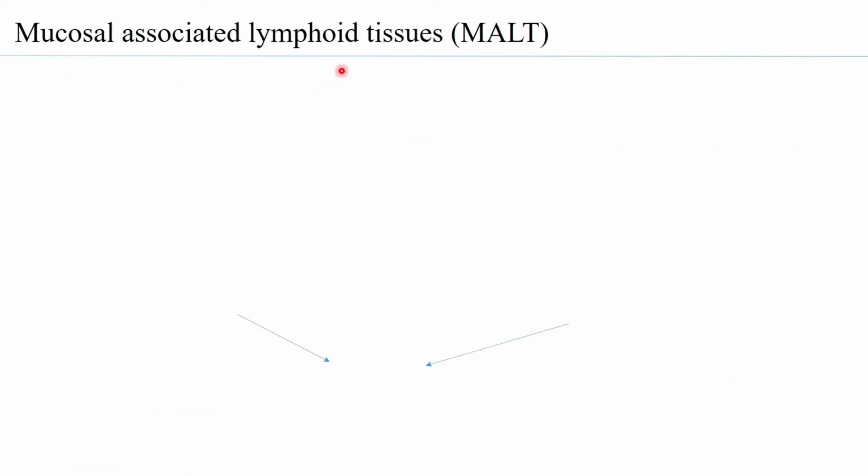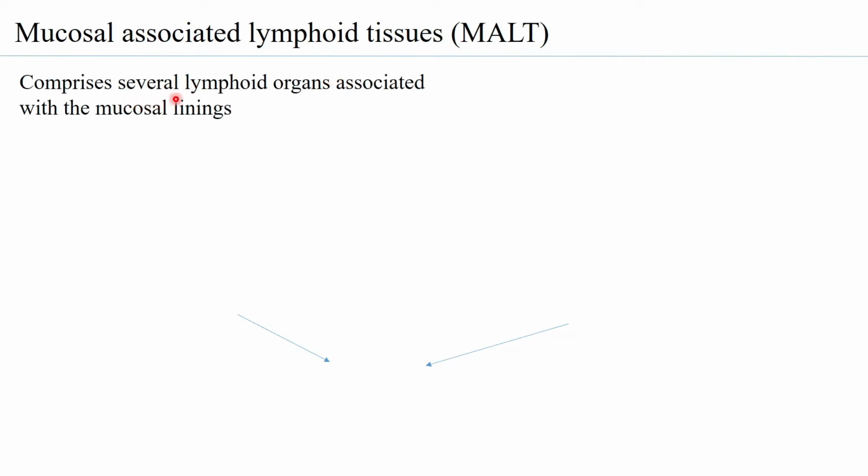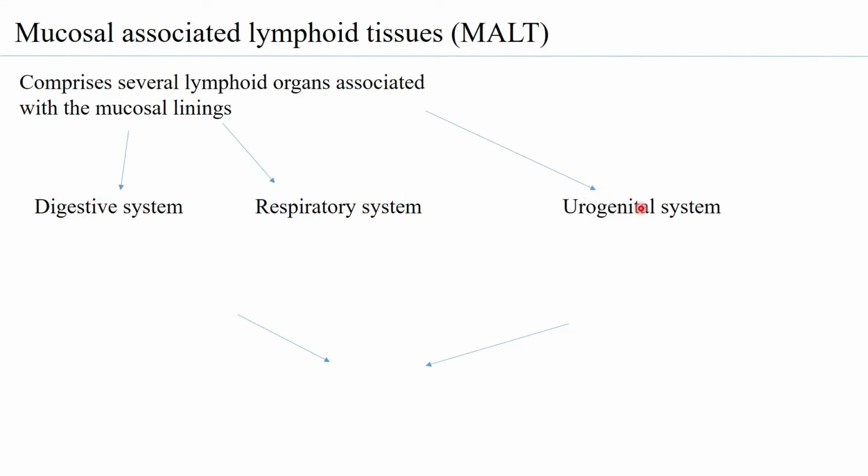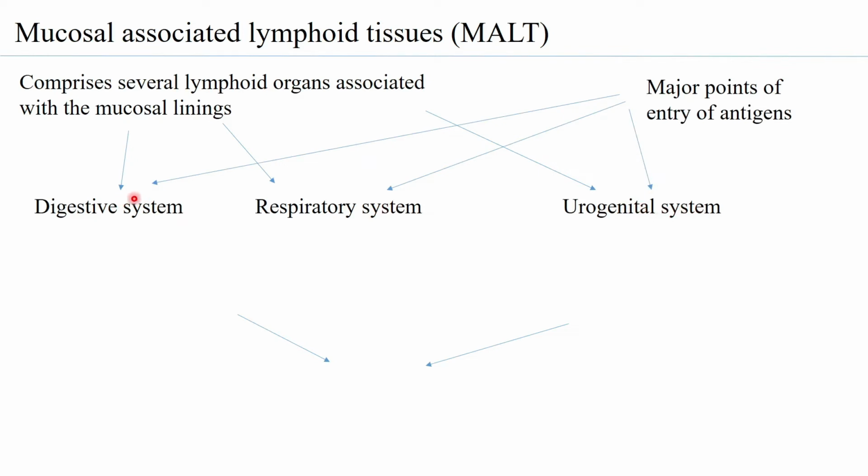Now we come to the next set of lymphoid tissue, which is mucosal associated lymphoid tissues. So this actually comprises several lymphoid organs, and they are all associated with mucosal linings. So you could have it in the digestive system, because we know the digestive system has a mucosal lining. You could have it in the respiratory system, and you can also have it in the urogenital system. So the digestive system, respiratory system, and urogenital system are major points of entry of antigens.